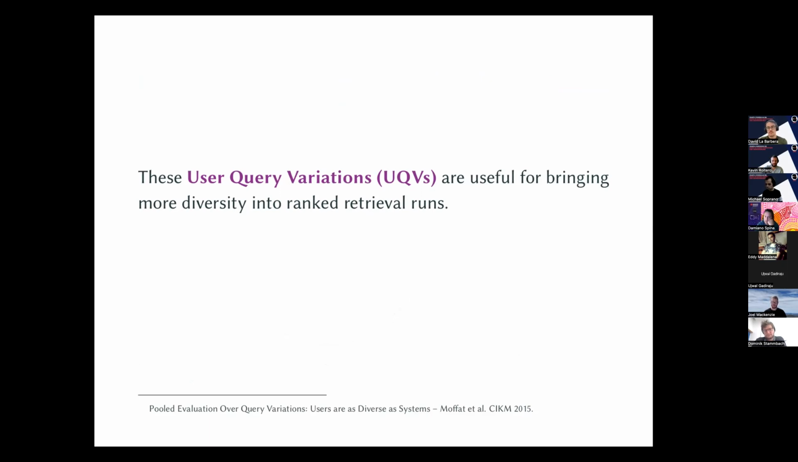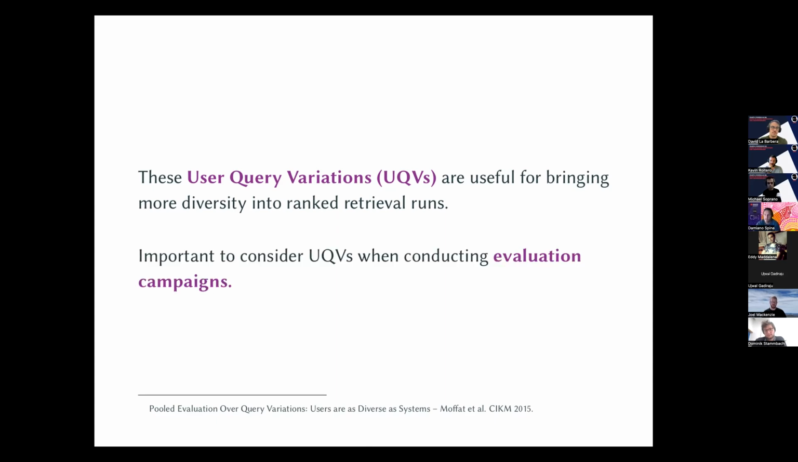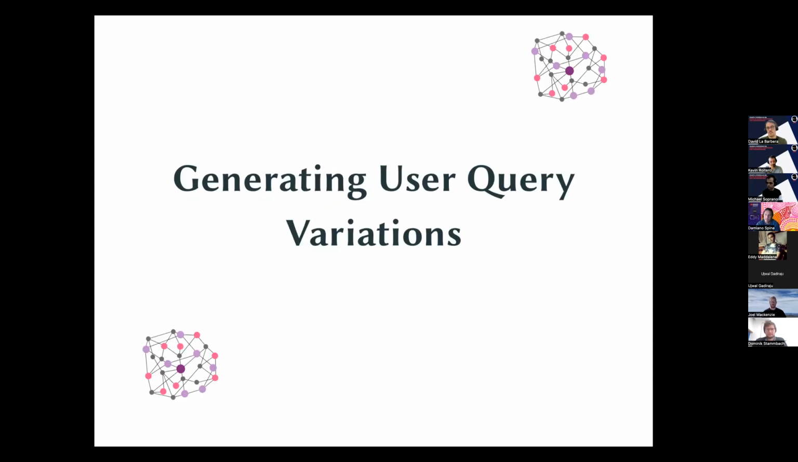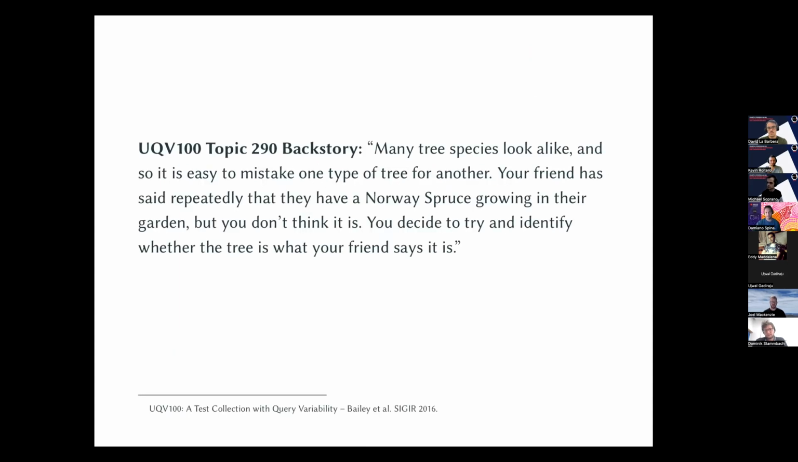It turns out that sometimes different queries for the same topic can perform vastly differently, right? So it's important to know about this and to understand how they work. It's also important to consider these when you're conducting those evaluation campaigns that we talked about before, when you're trying to build reusable test collections. So a natural question arises: how do you generate these things, or how do we deal with them?